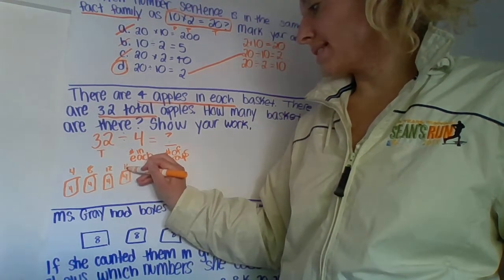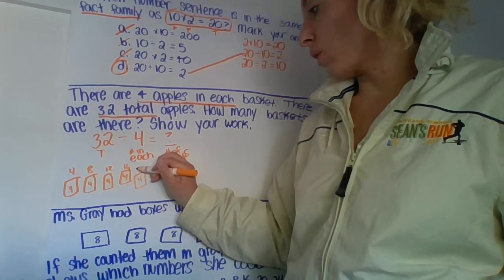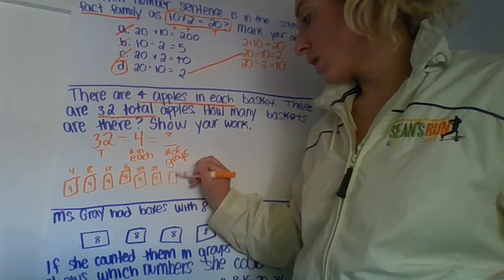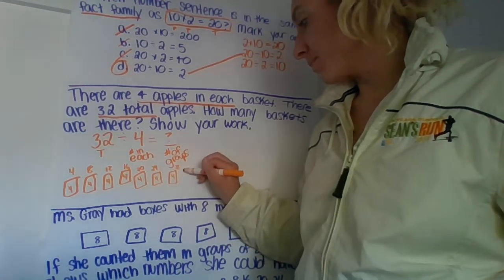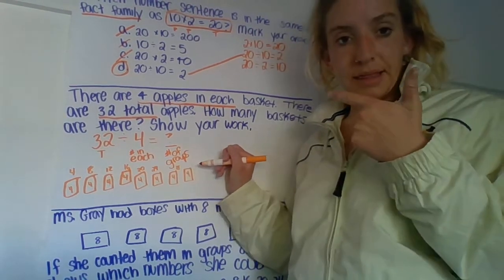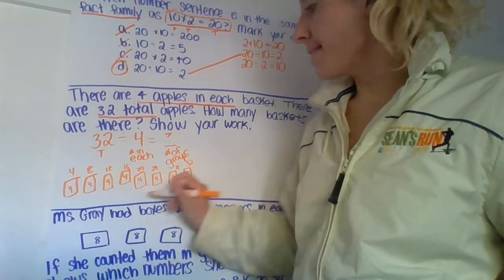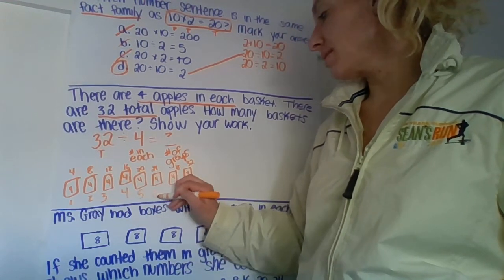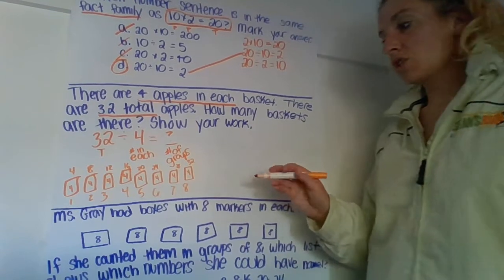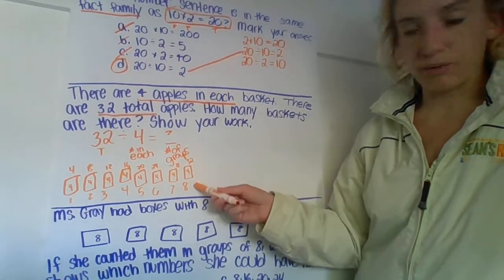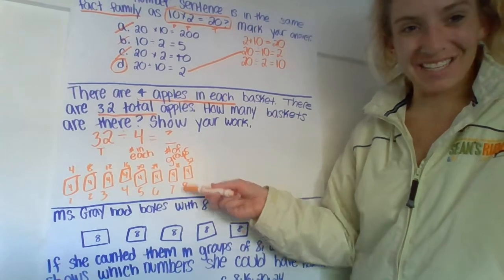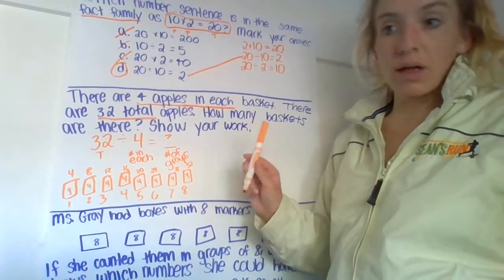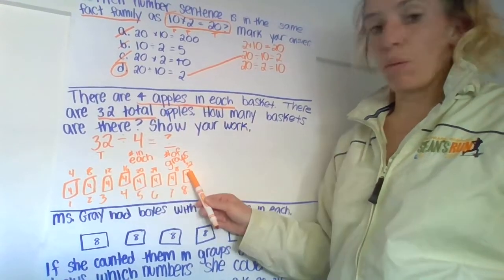Plus 4 is 16. Plus 4 is 20. Plus 4 is 24. Plus 4 is 28. Plus 4 is 29, 30, 31, 32. And then I can just count. 1, 2, 3, 4, 5, 6, 7, 8. So I know that there were 4 in each, and my number of groups is 8. So one way to solve that division problem was to represent the problem with a picture.